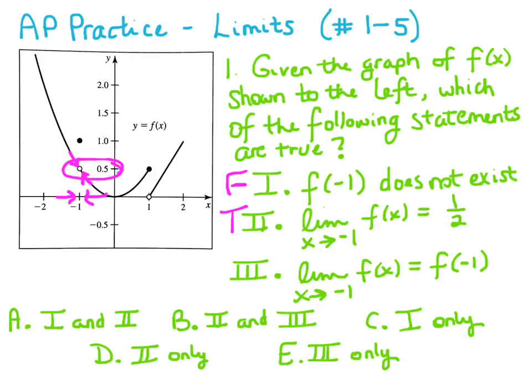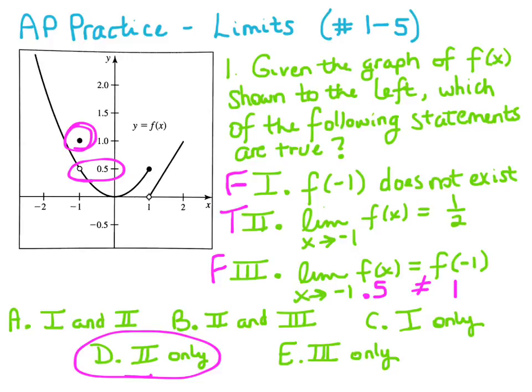Now the last statement says that the limit as x approaches -1 of f of x is equal to the value of the function at -1. Well, if I go back to my graph, remember my limit was equal to 0.5. This value is 0.5 or 1/2. But the value of the function at -1, that's this point up here, which is located at 1. And so those two things are not equal, and this statement is false. And so our correct answer here is that 2 is the only statement that is true.